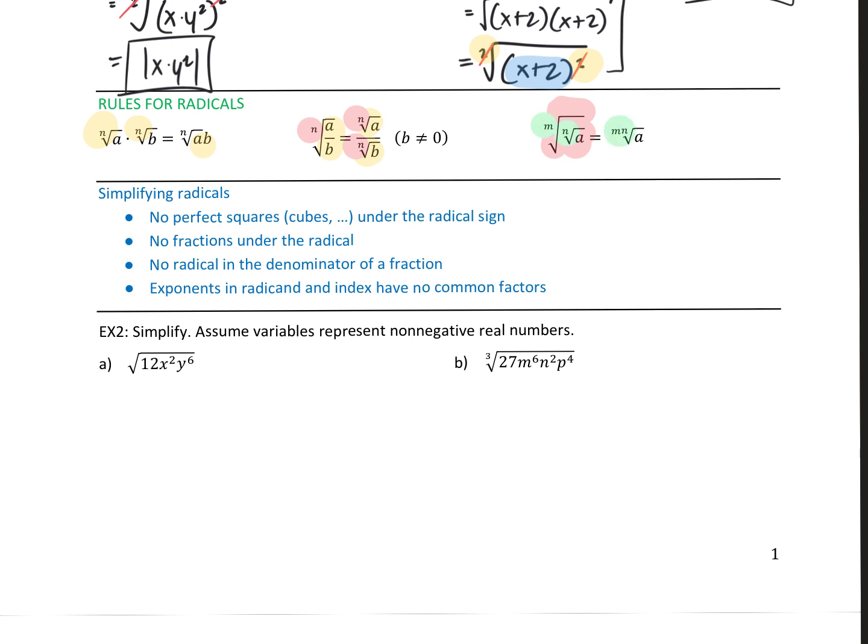All right, so some rules for simplifying radicals. No perfect squares should be underneath the radical sign. No fractions should be left under the radical. No radical in the denominator of a fraction. And the exponents in the radicand and index have no common factors. Okay, and again, what is the radicand? It is what is inside of the radical. Think of it as the thing that's got to be handled, right? That is the radicand. And what is the index? The index is the little number right there on the main part of the radical.